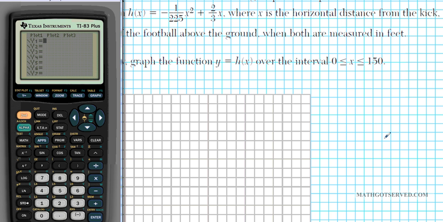So to graph the function, I'm going to generate a table and a graph in my graphing calculator, and then I'll use that to generate a graph here also. So let's go ahead and enter the function. Note, I am not using minus, I'm using negative, okay? So use negative, parenthesis, 1 divided by 225 x squared plus 2 over 3 x. Oh, gotta close that parenthesis. Enter. All right, so let's graph it.